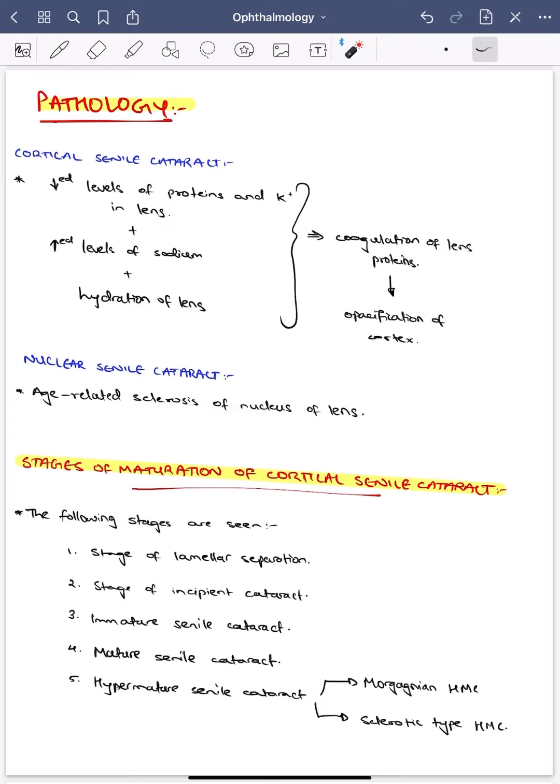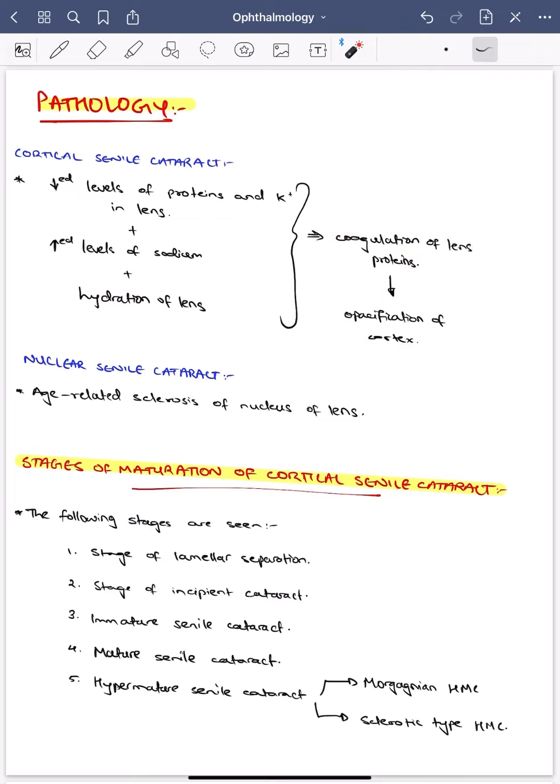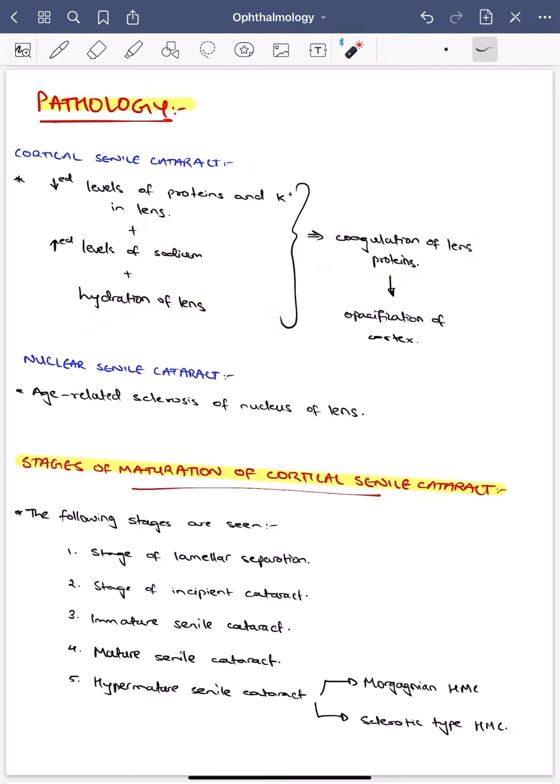Now, the pathology is different for both cortical senile cataract and nuclear senile cataract. In cortical senile cataract, basically there is hydration of the lens, which leads to coagulation of the proteins, and this leads to the opacification of the cortex. Again, in cortical senile cataract, there are decreased levels of protein and potassium in the lens, and an increased level of sodium along with hydration of the lens. All of this will lead to coagulation of the lens proteins, leading to opacification of the cortex.